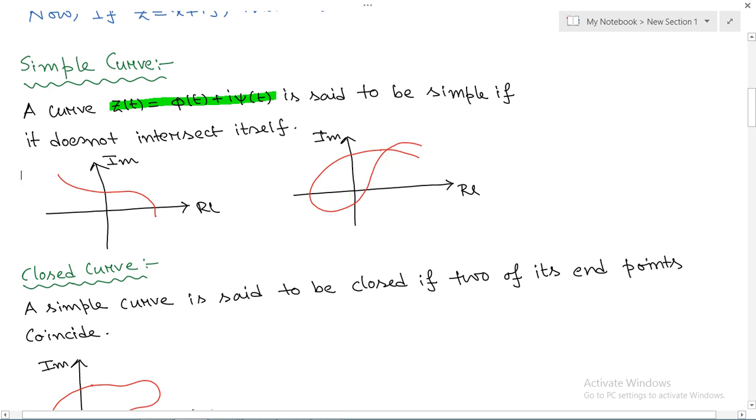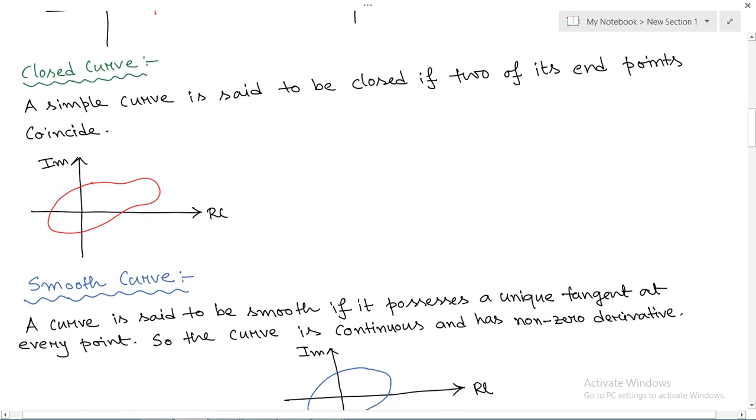The next curve we are going to discuss is the closed curve. A simple curve is said to be a closed curve if its two endpoints coincide. It is like a closed region enclosed by a curve. You can imagine a circle, where the two endpoints coincide. Here is the diagram representing a closed curve.